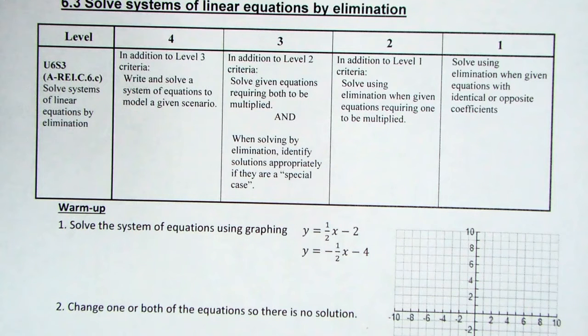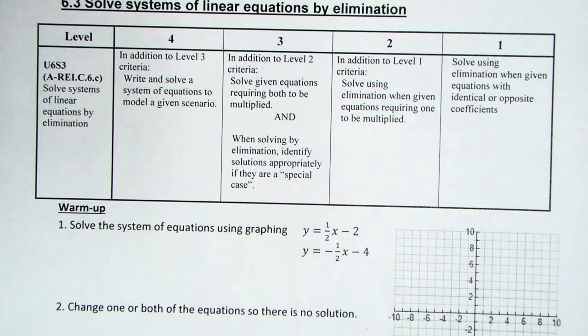Our last standard in this unit covers solving systems of linear equations by elimination. Let's go through the scale together. Level 1 says that you will be able to solve using elimination when the equations are already given with identical or opposite coefficients. Level 2 says that you can solve using elimination when you need one of the equations to be multiplied to find identical or opposite coefficients.